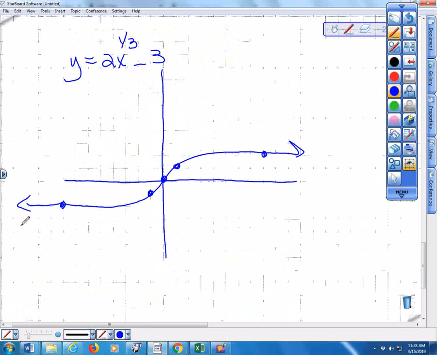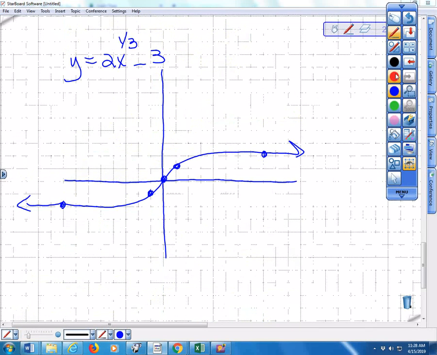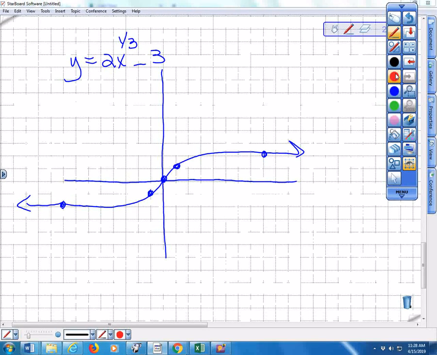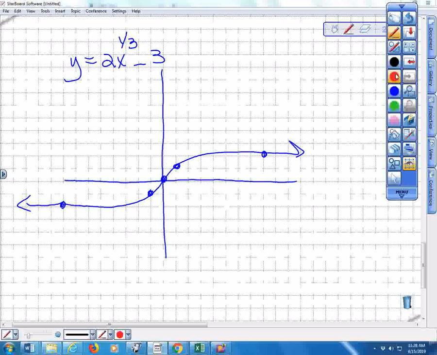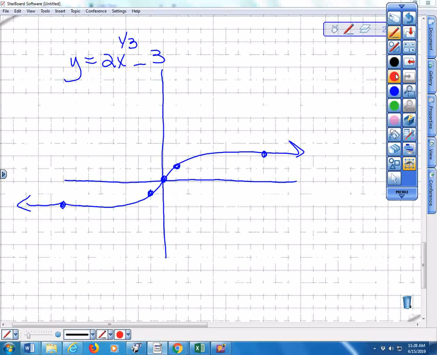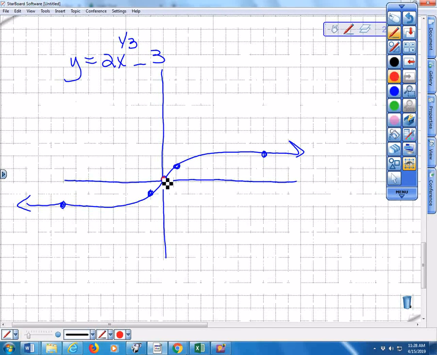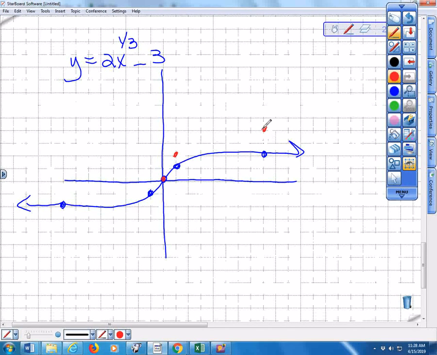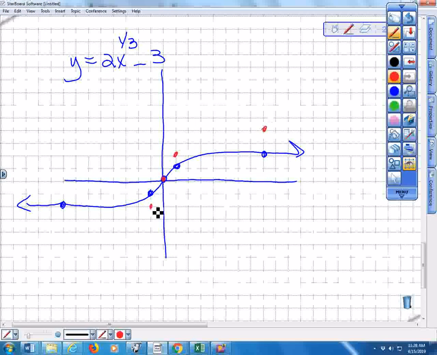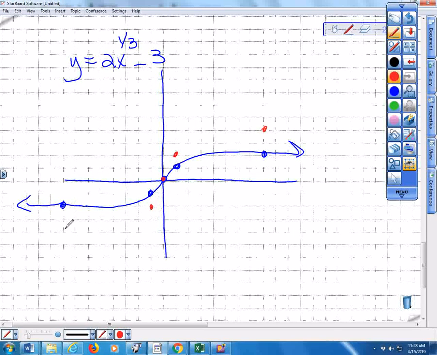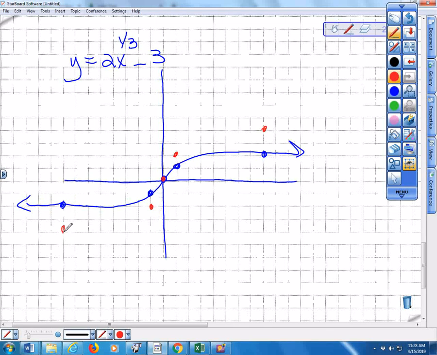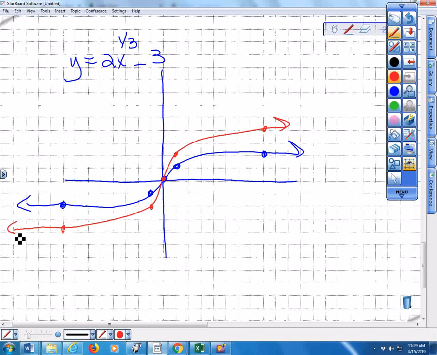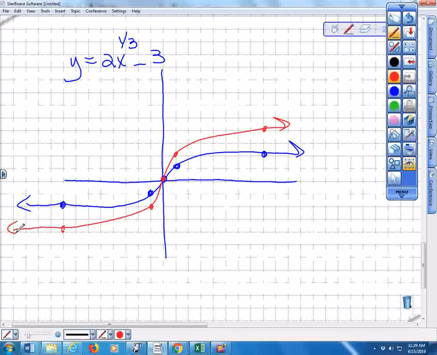All right, so what I'm going to do first is account for the 2. What does the 2 do to the graph, the look of the graph? It stretches it by a factor of 2. So every y value, I'm going to multiply it by a factor of 2. So 0 times 2 is 0. 1 times 2 is 2. 2 times 2 is 4. Negative 1 times 2 is negative 2. Negative 2 times 2 is negative 4. So when I connect this, do you see how it stretched it up and down? It's now stretched by a factor of 2.